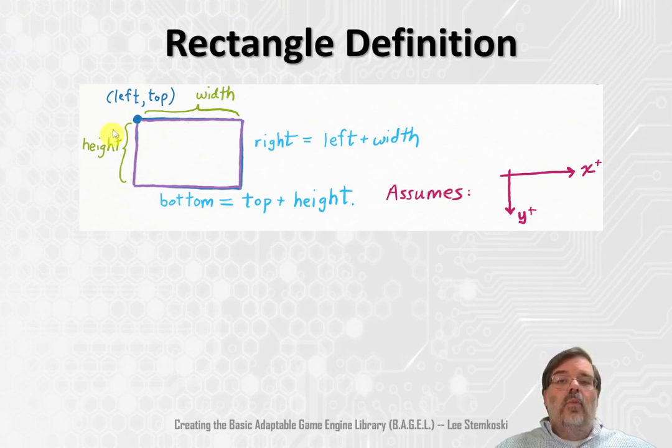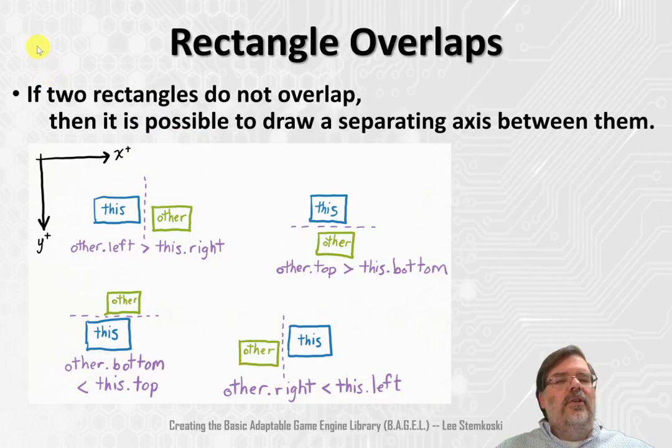Now that we know what values we can refer to when we're talking about a rectangle, we can talk about how to test when two rectangles overlap. As it turns out, it's actually easier to talk about the opposite condition. When do two rectangles not overlap? There's a result called the separating axis theorem that says the following. If two rectangles do not overlap, then it is possible to draw a separating axis between them. And if they don't overlap, we can draw a line like so.